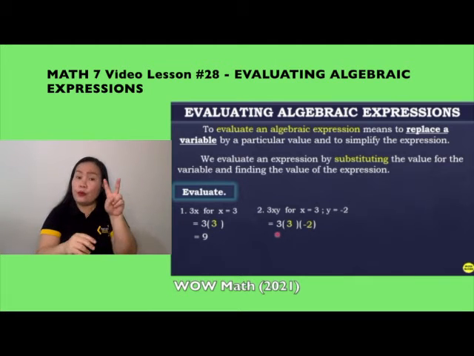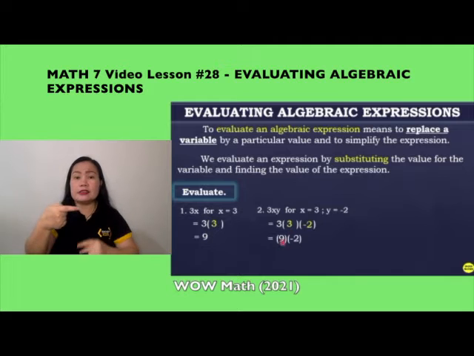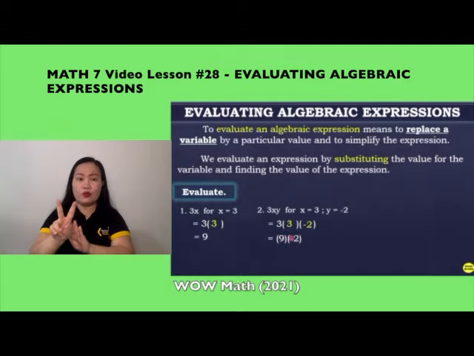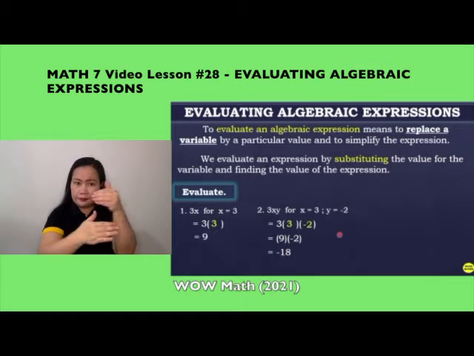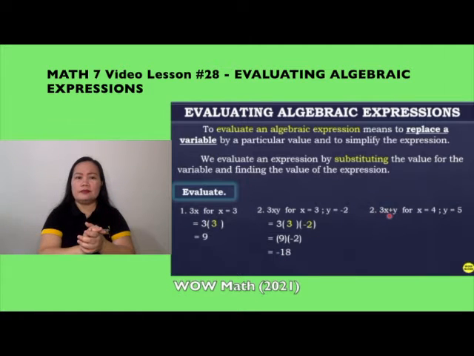So, we will multiply this. 3 times 3, 9. Okay? And then, negative 2. So, this is what we multiplied. 3 times 3, 9. And then, negative 2. So, 9 times negative 2, that is negative 18. Okay? Next. What if you already have the operation?